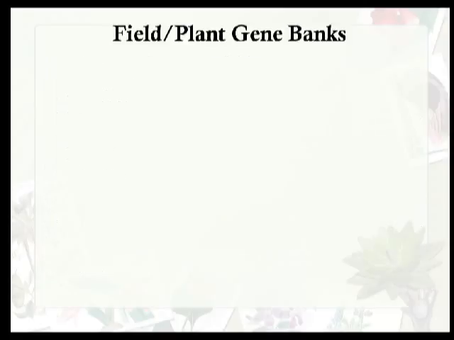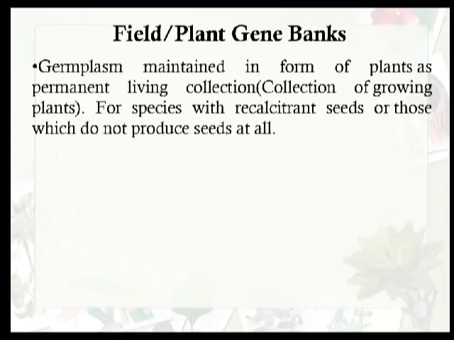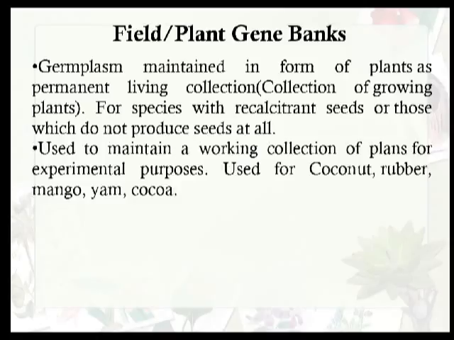Okay. Now the second category we had seen is field gene banks or plant gene banks. Here, germplasm is maintained in the form of living plants, in the form of permanent living collection, in the form of growing plants. Basically, again we had seen, it is for the plants which have recalcitrant seeds or which do not produce seeds at all. So basically, it is used to maintain a working collection of plants. Sorry, it's not plants, it is plants for experimental purpose.